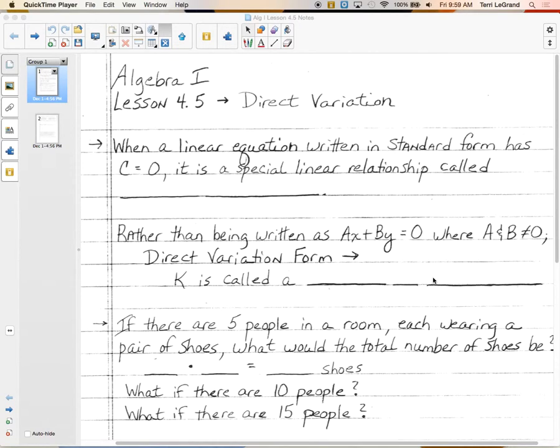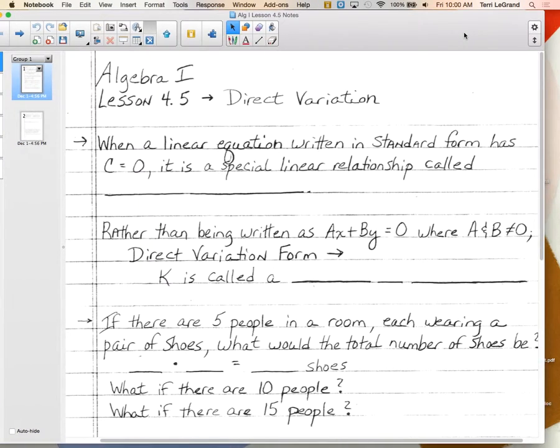We move on now into lesson 4.5, direct variation. Here's our learning goal. We have to be able to identify when a linear equation is representing direct variation. We have to be able to write our own direct variation equations. And we have to understand what the graph of a direct variation equation should look like. So direct variation is linear, so you should have a line. But it has a special characteristic that the other linear equations, functions do not.